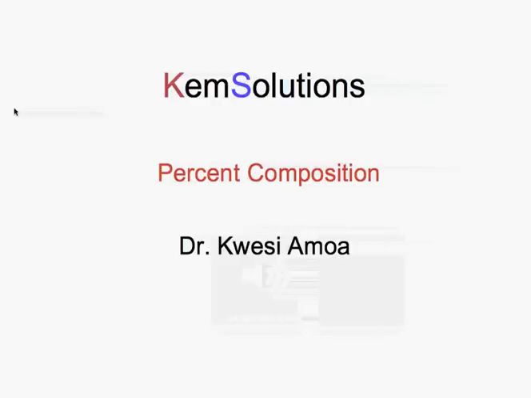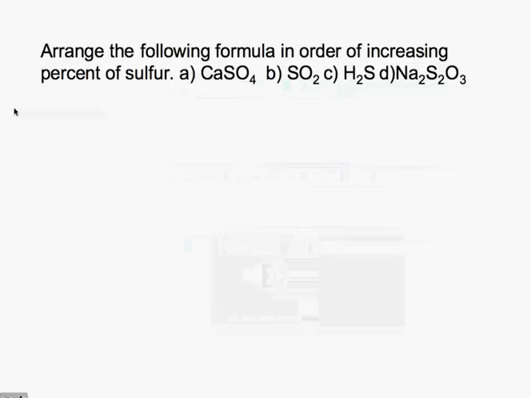Doing a percent composition of a particular atom. Okay, let's look at our first problem. First problem says arrange the following in order of increasing percent of sulfur.